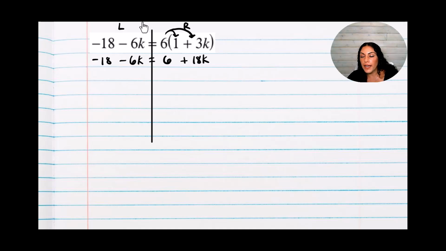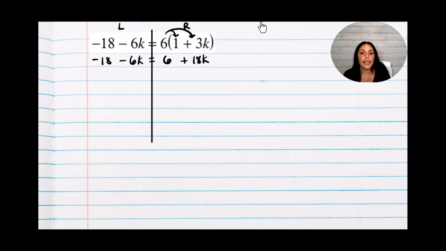Step 2 is to combine like terms on each side. If I look at this left side, negative 18 and negative 6k are not like terms because one has a k and one doesn't. On the right-hand side, we have 6 and 18k, same issue. They are not like terms, so we just move to step 3, which is to use inverse operations so we can cross that equal sign.